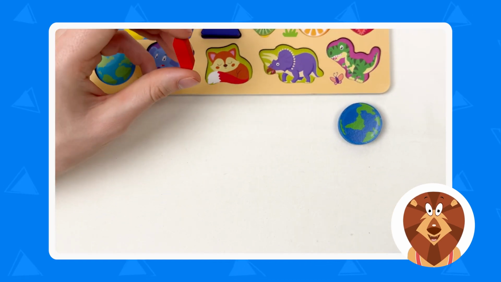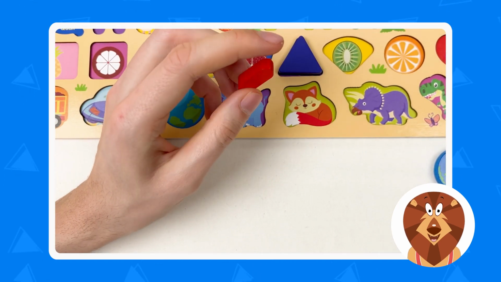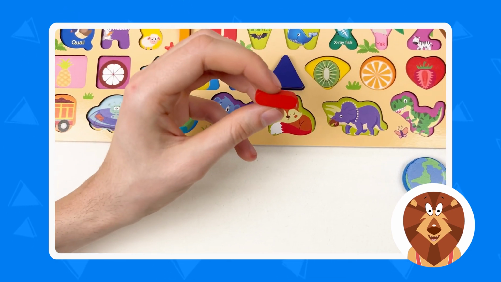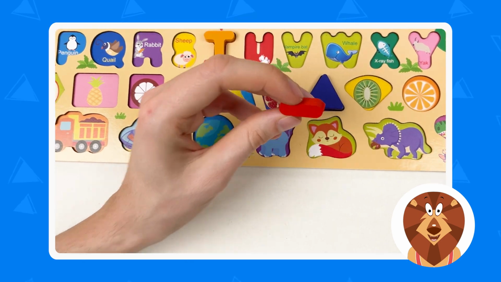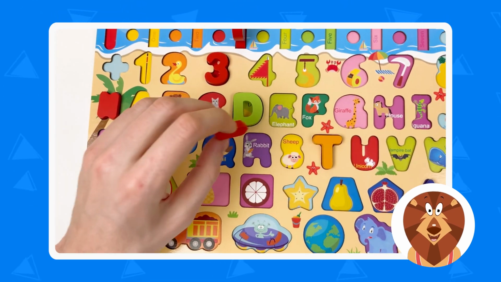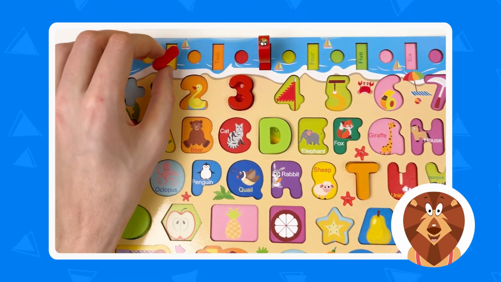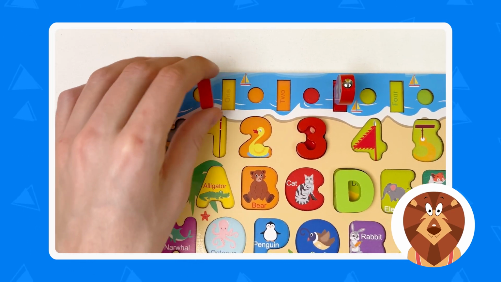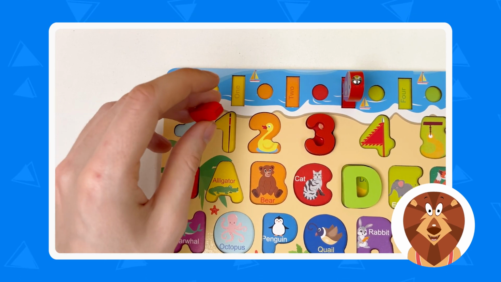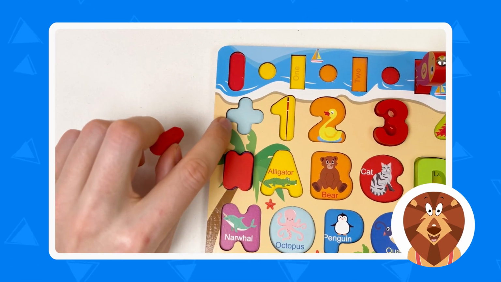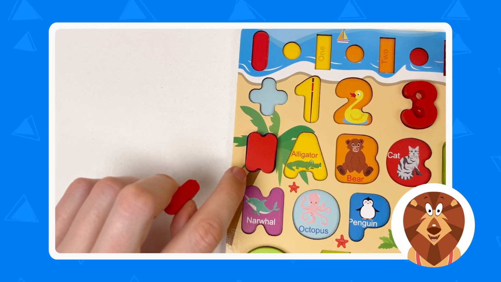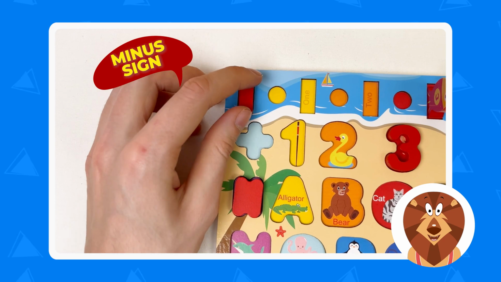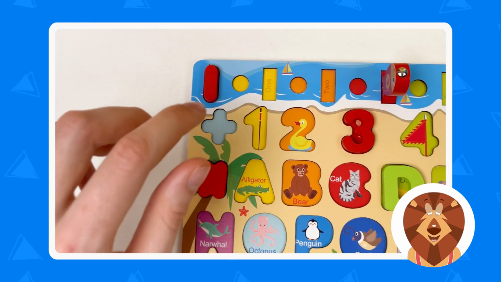And let's look for the next one. And the next one we have is the minus sign for subtraction. Okay, let's look where we can place it. And there are a lot of places where we can. Can we place it maybe here? No, it doesn't fit here. It's too big for this space. Okay, so here we have the plus sign. Here we have the equal sign. And this is the minus sign. Great. And it's a red color.